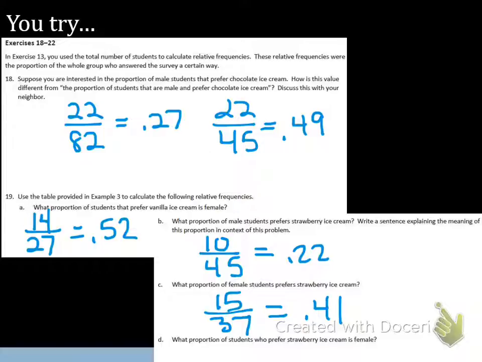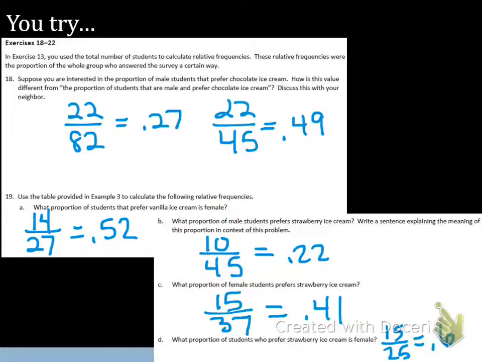Now letter D says, what proportion of students who prefer strawberry are female? So I'm going to look at the strawberry first. In that strawberry column, there were 25 total people that preferred strawberry, and the females were 15 out of 25, which is about 0.6. So 60% of people that preferred strawberry were female. On letter C, it was 41% of females preferred strawberry. So there is a difference there.